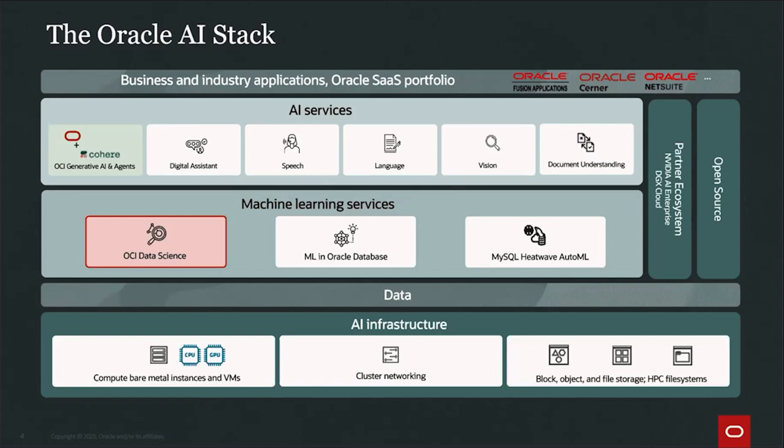So then, of course, this is the AI world we're living in. On top of that, we have all the business and industry applications: EPM, Fusion, Cerner, NetSuite, and all these great applications. So that gives us a little context, a little grounding of where we're going. OCI Data Science is the focus, and let's dig in.